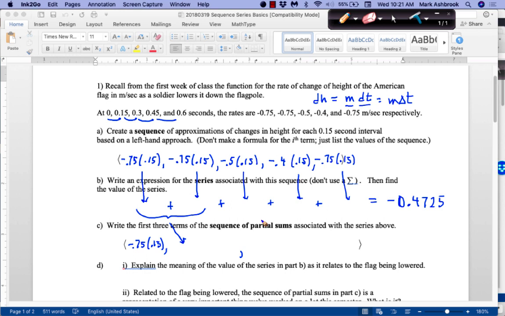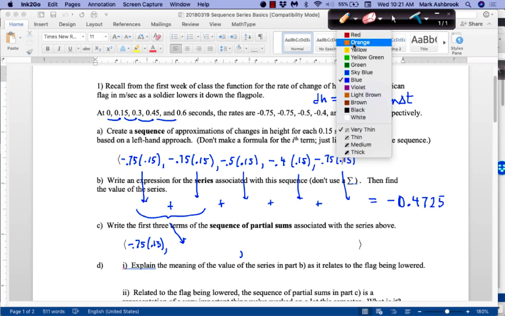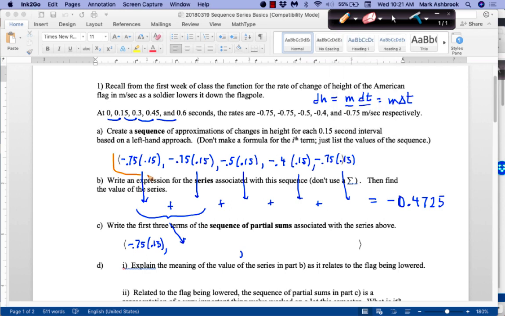And then the third partial sum would be the sum of those, the sum of the first three added up. It'd be added, right? So added. I'm not going to take the time to write that out. Does that make sense? Any questions on that?